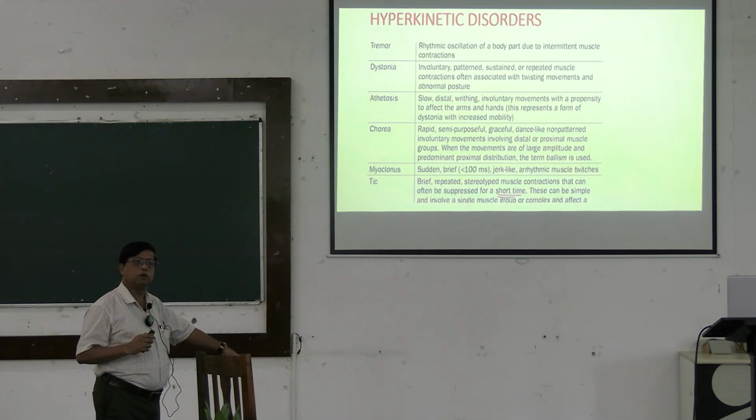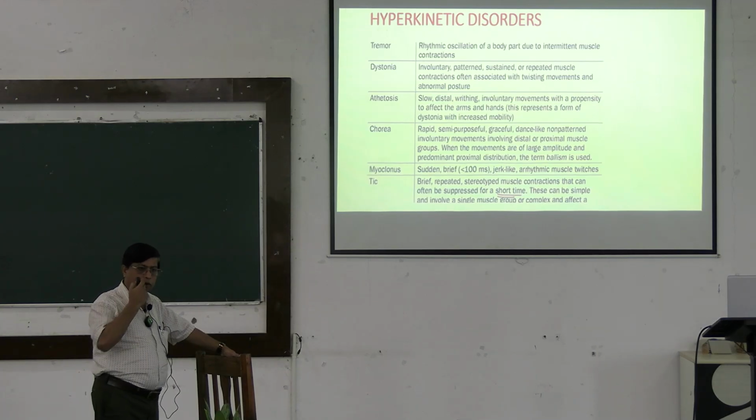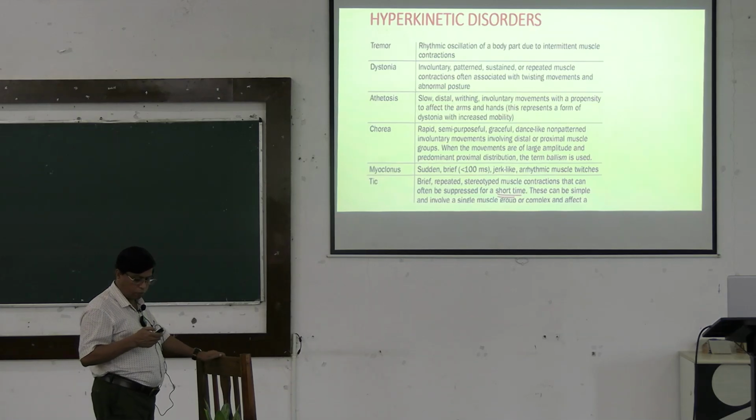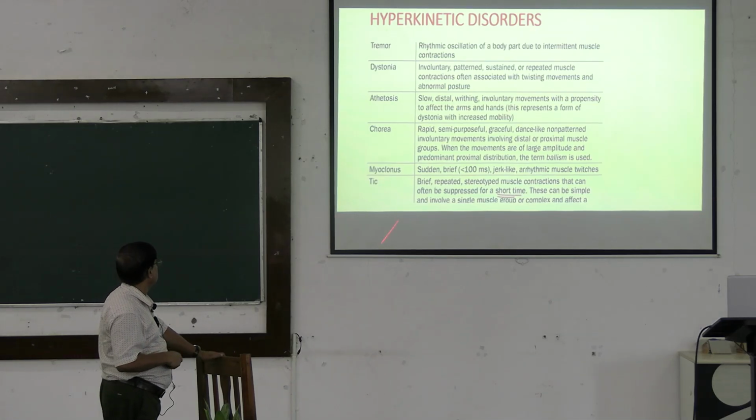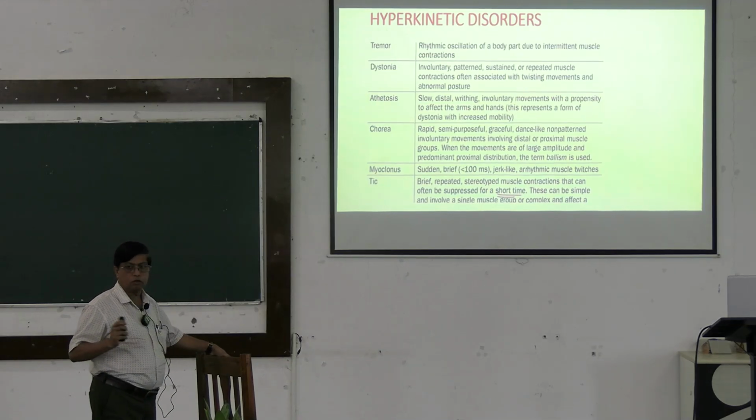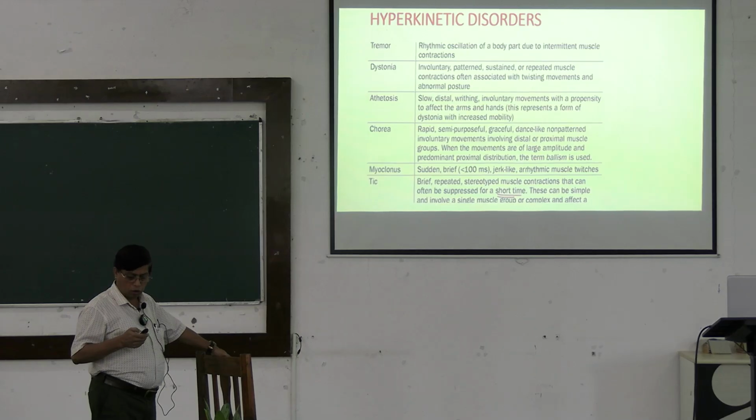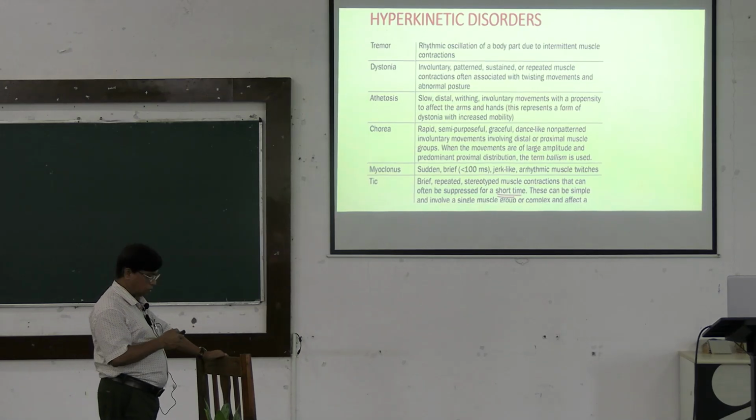Suppose the patient has this type of movement, or some lip movement like this. If you say stop this movement, he can stop it momentarily for a few seconds. Again, he will start. This is involuntary, but the patient can stop on asking for a moment. That is the difference between tics and other types. But with dystonia, athetosis, chorea and myoclonus, the patient cannot stop it. With tics, habitual movements, the patient can stop for some seconds.